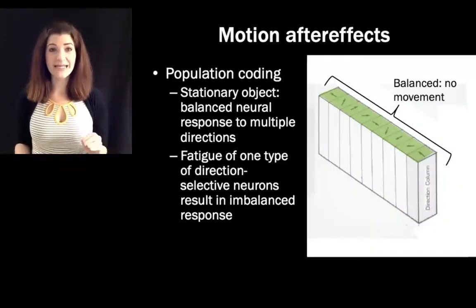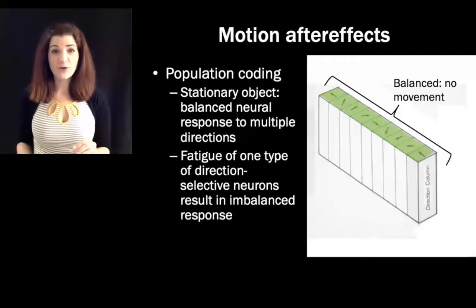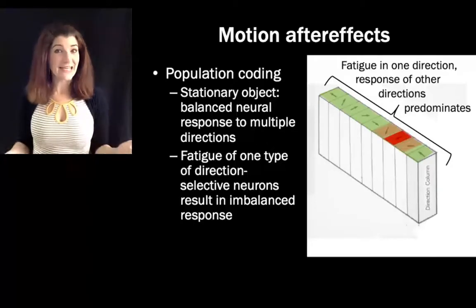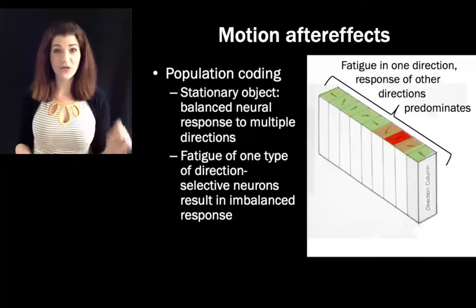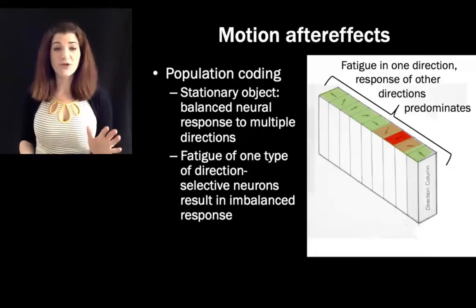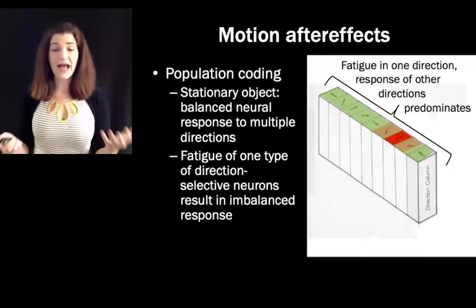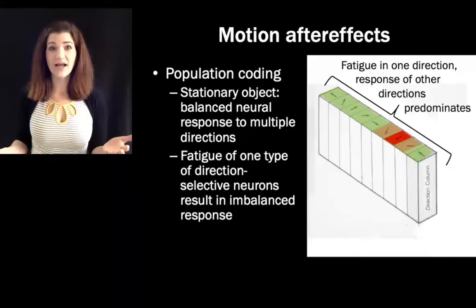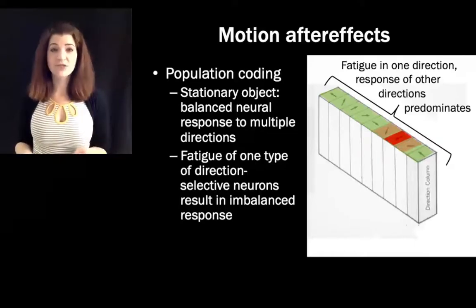All right, so what causes these delightful motion after effects? Well, we know that if all of the cells are responding equally, that indicates that there is no motion. If you stare at one direction of motion for a long time, you get fatigue, you get adaptation of neurons in the columns that code for the direction of the motion that you were perceiving. So if you're staring at something that is moving leftward for a long time, you get fatigue or adaptation in the leftward sensing direction selective columns in V5, and that results in an imbalanced response.